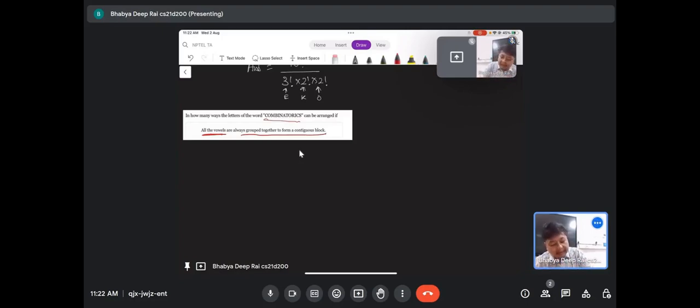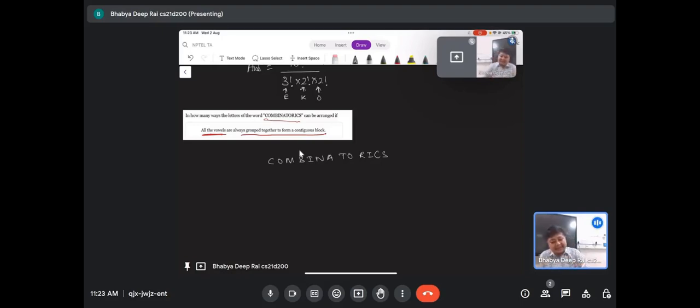Okay, so combinatorics. In how many ways can they be arranged so that the vowels always form a contiguous block? Or in other words, contiguous block means that the vowels are always together. They don't have some consonant separating them. So think about this question. How could we solve it?